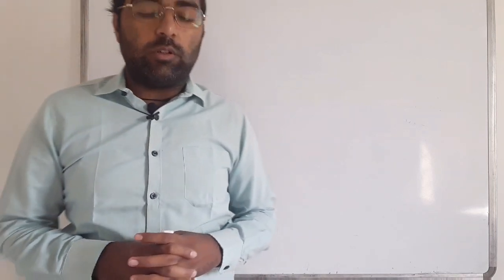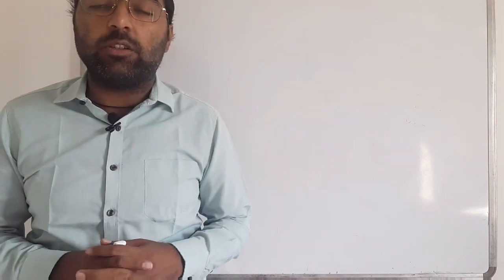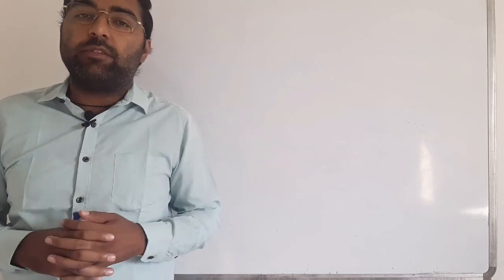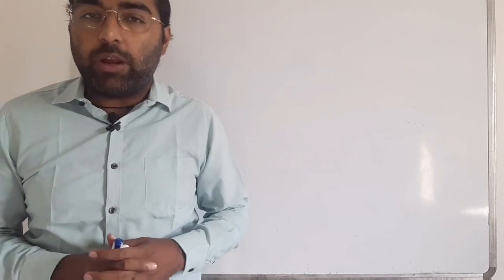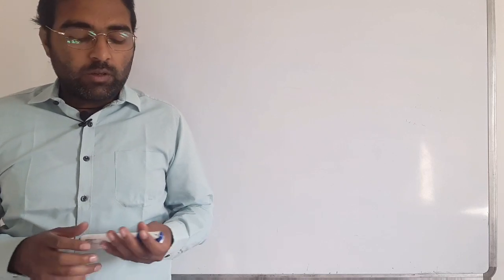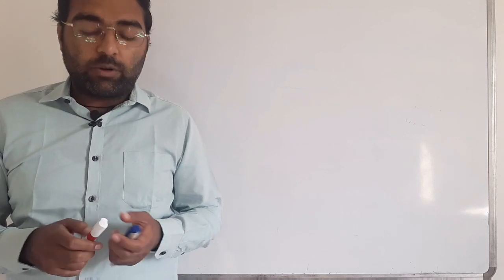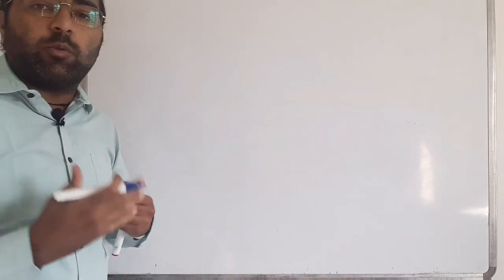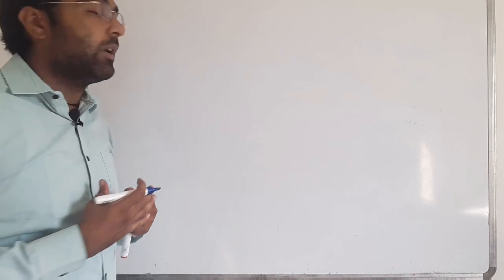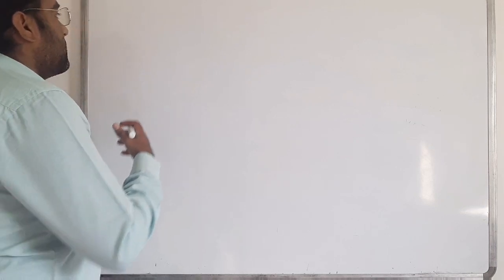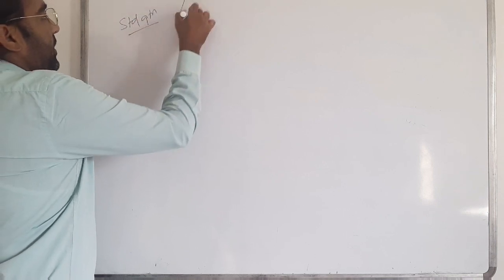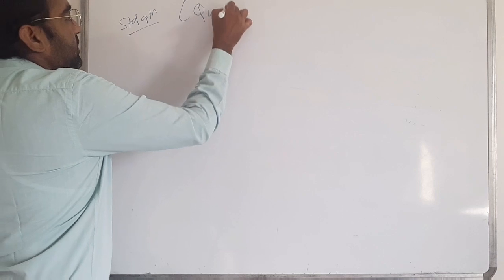From the previous session, we completed chapter number 15, probability. Now, from this lecture, we are starting a new chapter, chapter number 8, quadrilaterals. First of all, we will learn the basic concept of quadrilaterals and the types of quadrilaterals. Standard 9, chapter number 8, quadrilaterals.